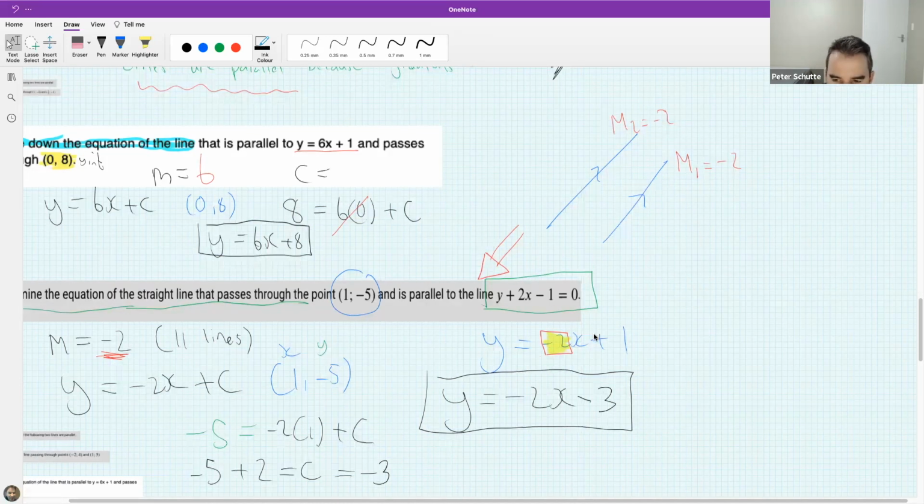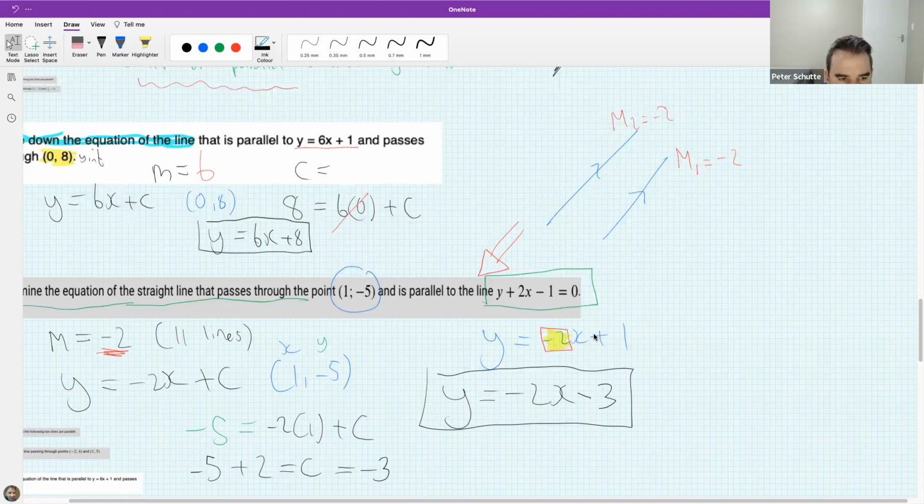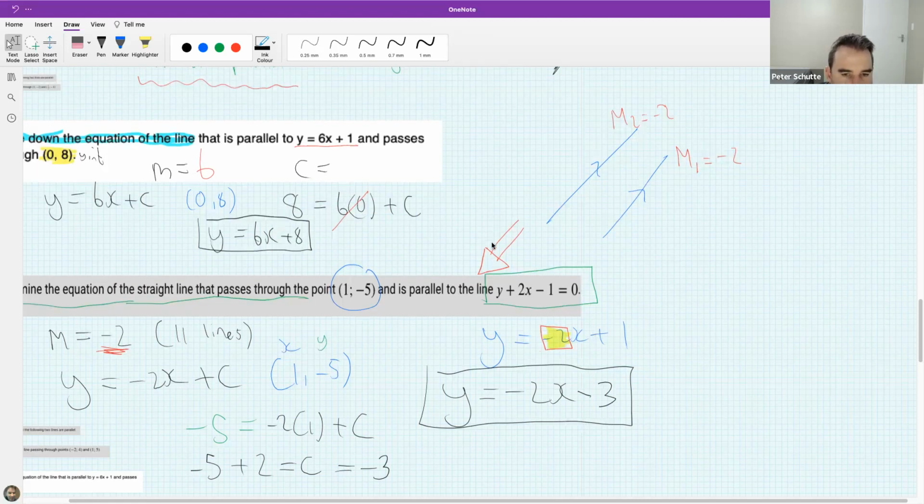For this question, why can't we say y is equal to 2x minus 1? You can't say it's 2x minus 1 because at the beginning, the green equation isn't in standard form. So I had to move the 2x to the other side, and when I did that, it became negative 2x. I also had to move the minus 1 to the other side, and it became plus 1. So you can't extract the gradient until it's in standard form. Does that help? Yes, sir.